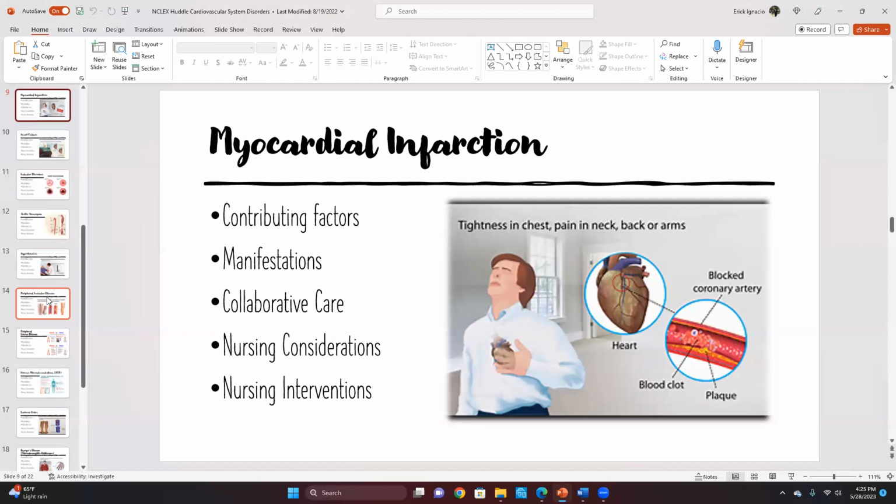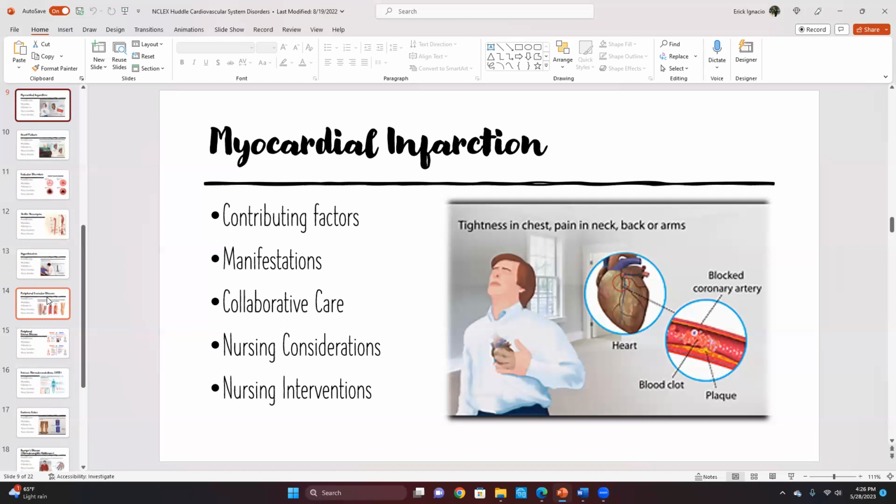We're also going to have a 12-lead EKG for this patient. And this is going to be really important, this 12-lead EKG, because we're going to see if it is a STEMI or a non-STEMI MI. STEMI means ST elevation myocardial infarction, or non-STEMI, that there is no ST elevation.